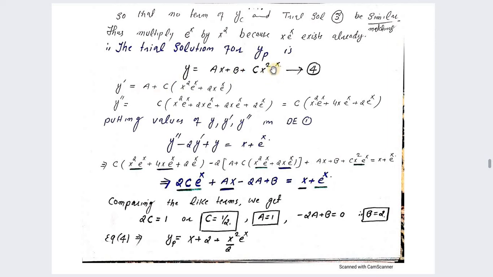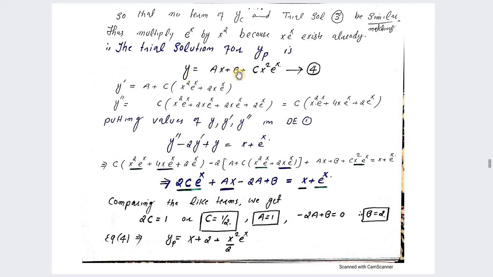Here x square e power x is a product of two functions, so we will use the product rule. Differentiating again, the derivative of a is 0, this c is again here. Now this is a product of two functions, so using the product rule. Here we see a product of two functions, so using the product rule. Now adding these two middle terms, this is the value of y double dash.